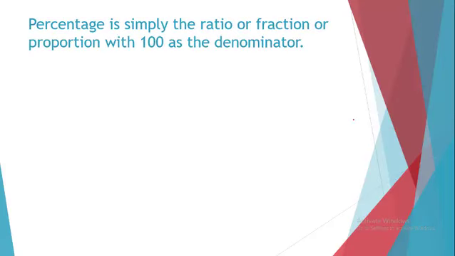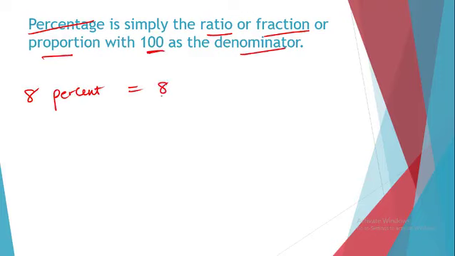Okay, let us start. The word percentage simply means the ratio or fraction or proportion with 100 as the denominator. For instance, if we talk about 8%, it's just 8 over 100. Then 3% is just 3 over 100, otherwise written as 3%.